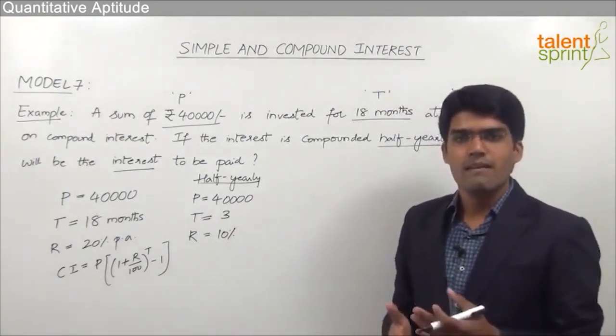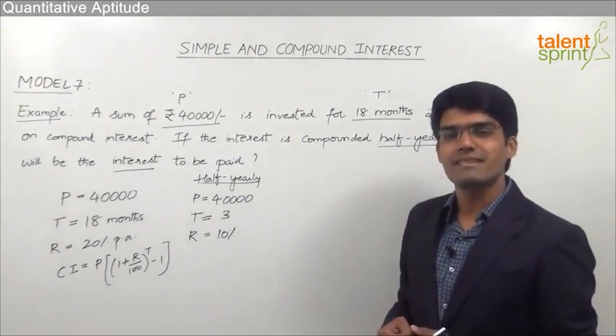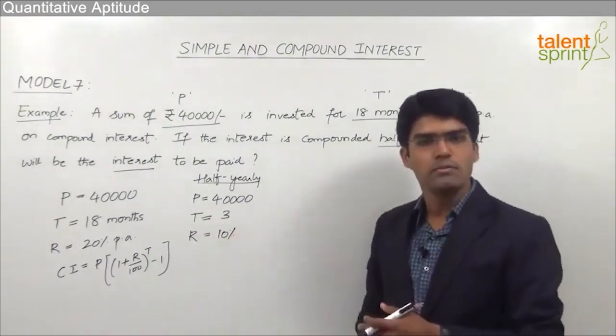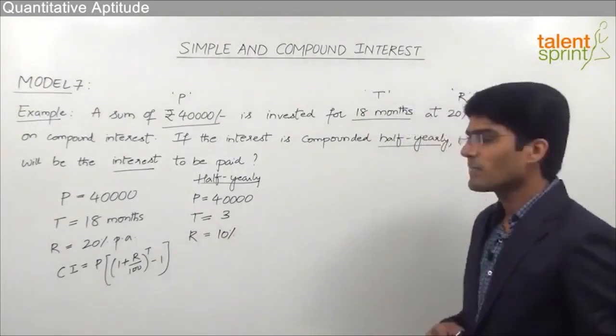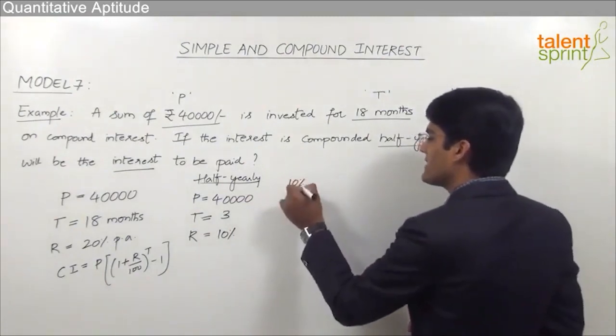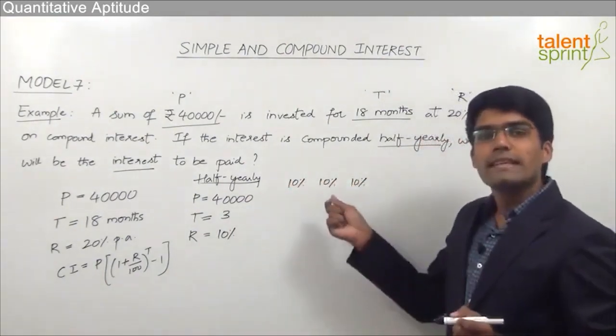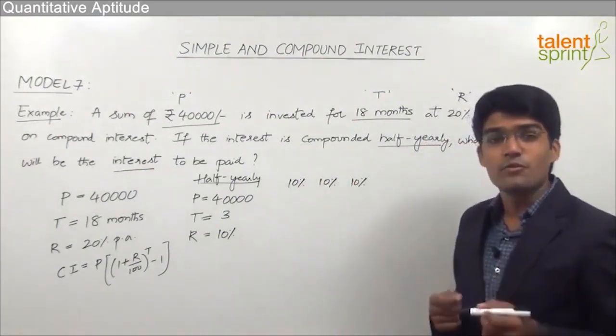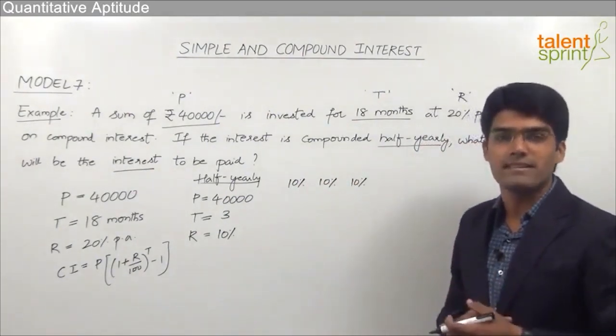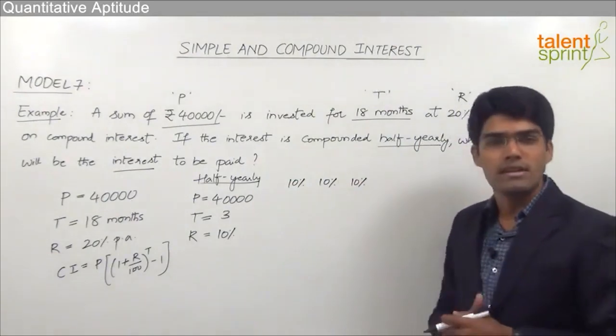And as we know that finding out the answer with the help of percentage is faster when compared to the formula, let us try to do that. We know that the rate of interest is 10% and there are 3 periods. So altogether we have got 3 10% here, and we need to find out the effective percentage that would be equal to the compound interest.